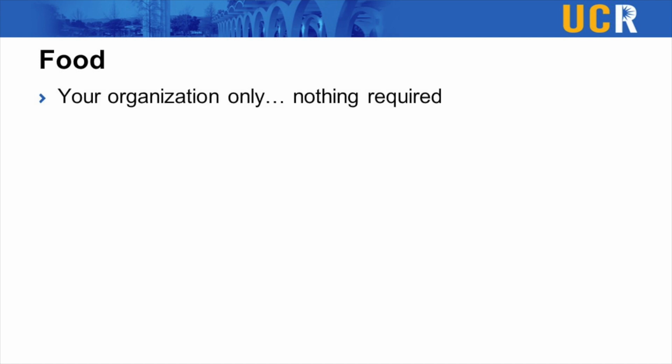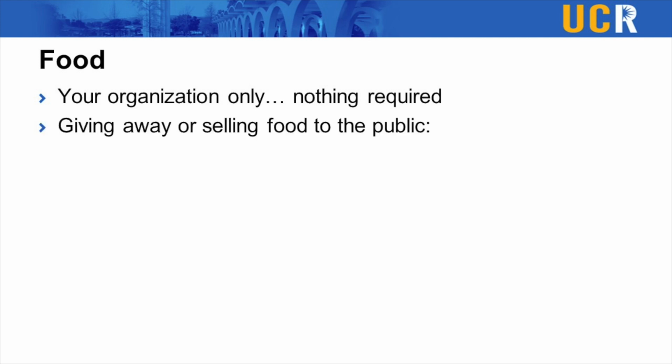If you're providing food for people in your org only, so maybe this is a general meeting, you don't need to do anything special. But as soon as you're giving out food or selling food to the public, or people not involved with your organization, you then need to go through a few additional steps. This includes prepackaged candy and water bottles. If it's happening in a room that you've reserved, you need to make sure to indicate that in your reservation.